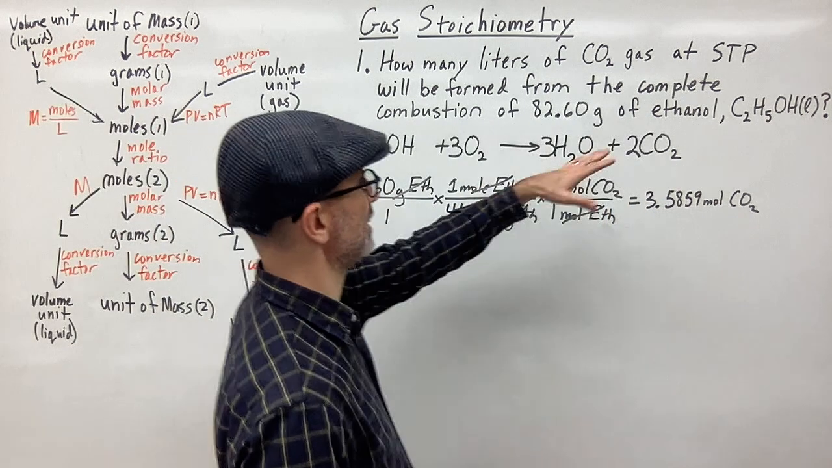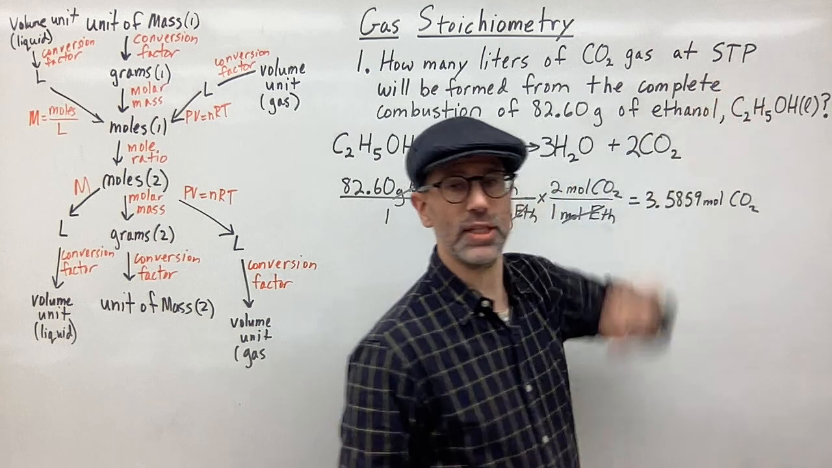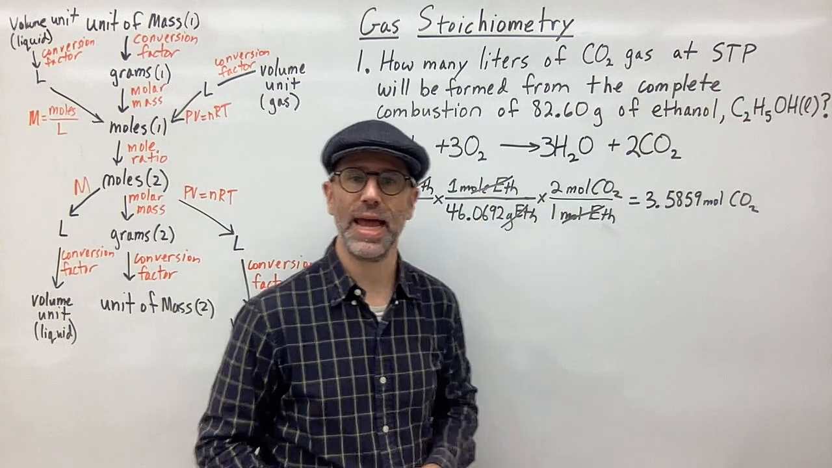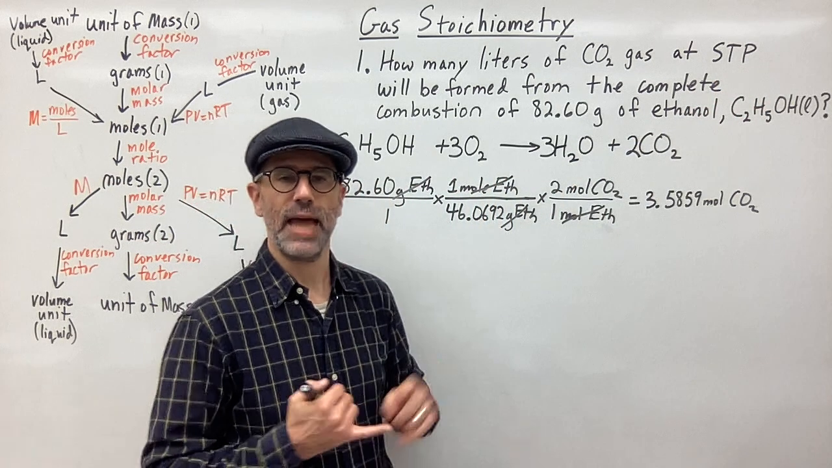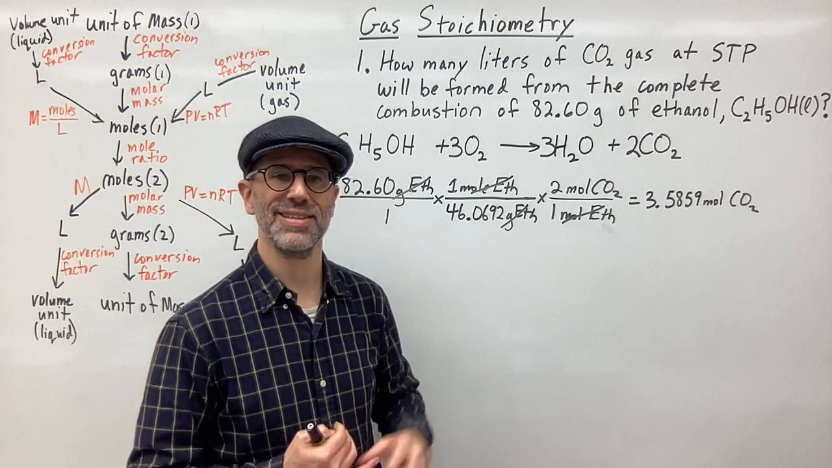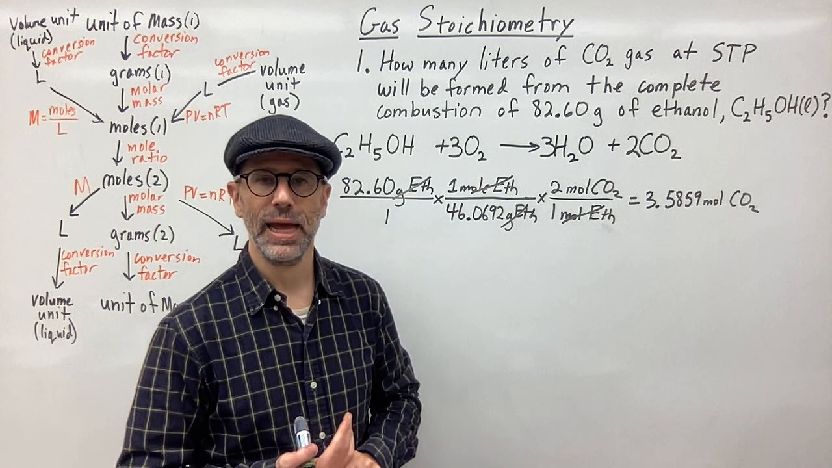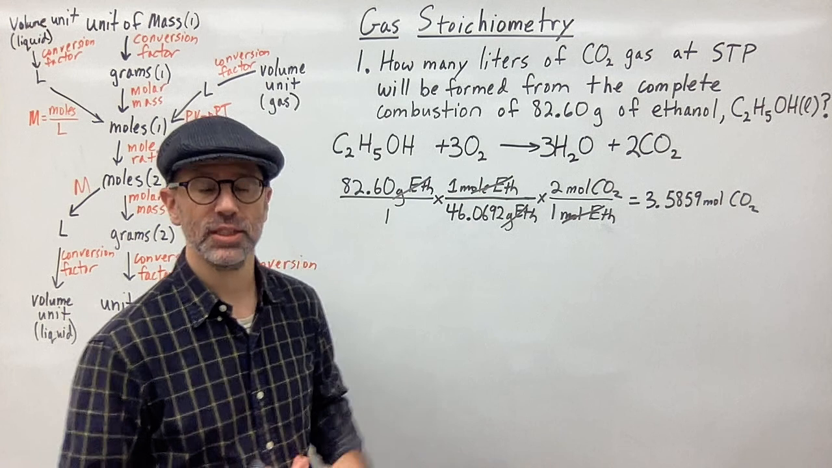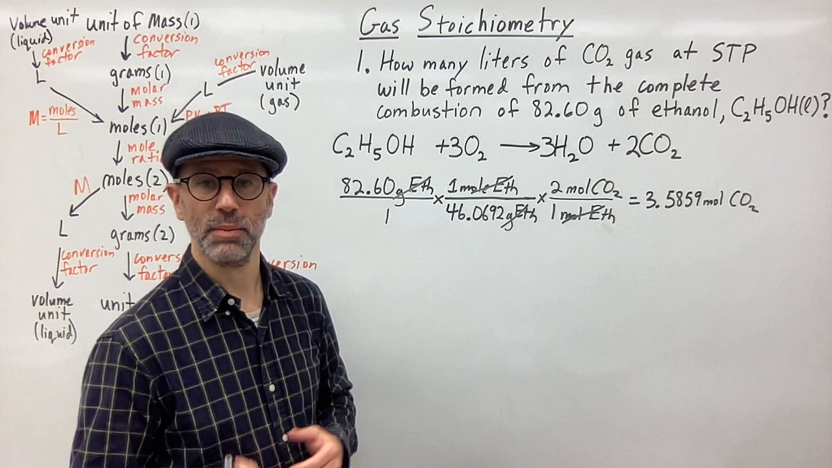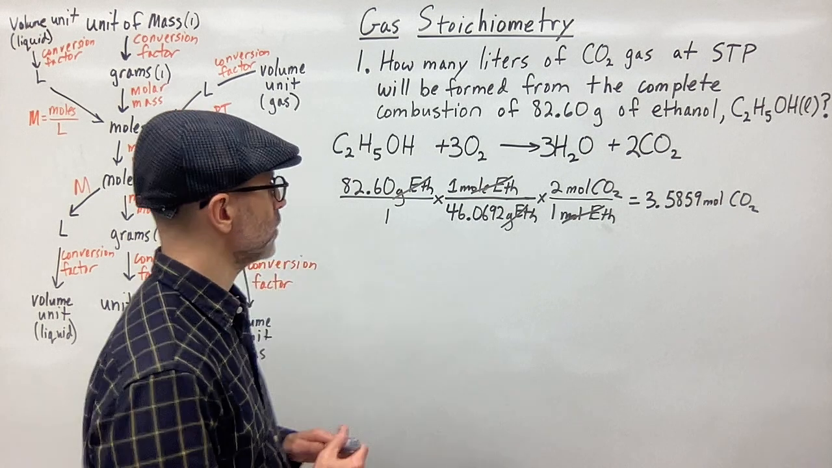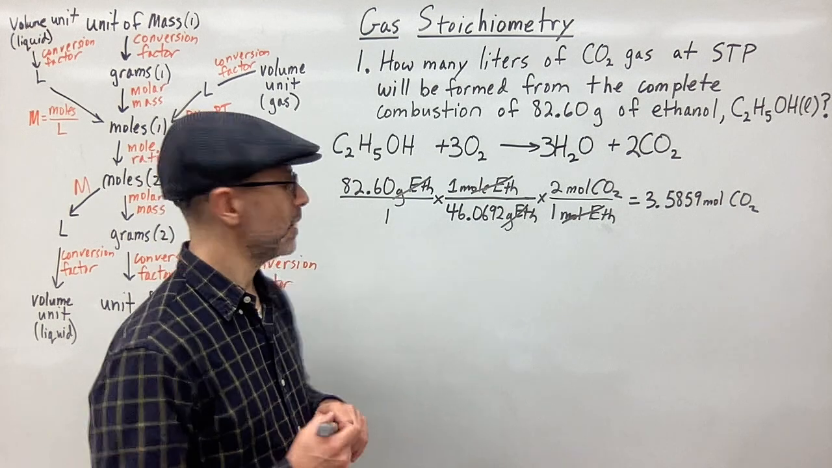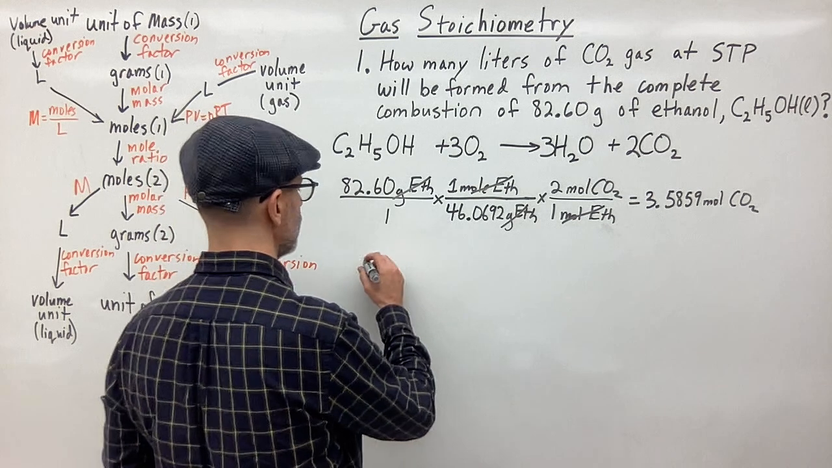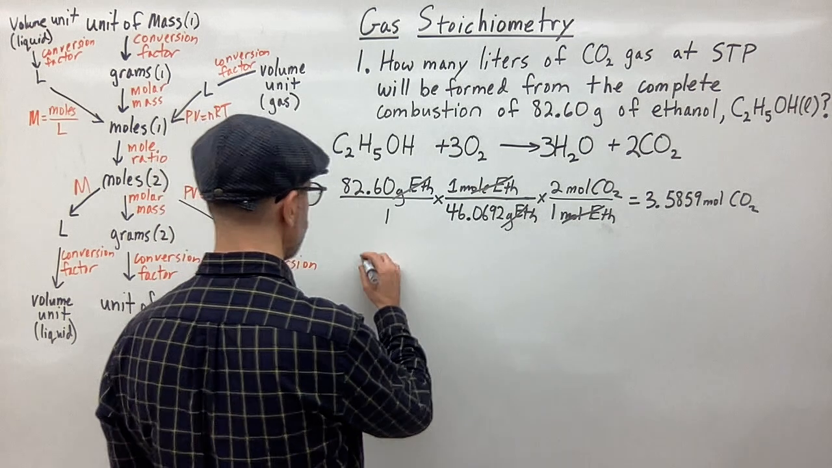Now, what does STP mean? Standard temperature and pressure. Well, what is standard temperature and pressure? Standard temperature and pressure is 0 degrees Celsius and 1 atmosphere. So 0 degrees Celsius, 1 atmosphere is standard temperature and standard pressure. So those are the conditions we got. So we can use our PV equals nRT to find the volume.